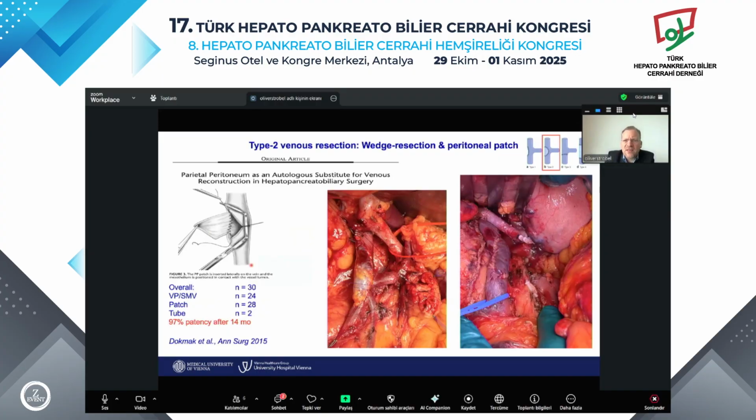Another good option that we have, technical option, is wedge resection. And here, the peritoneal patch, this was developed and described by Doc Mac from France, with a very good patency rate. And we make heavy use of this technique for infiltrations at the confluence, because you can then maintain all the vessels, and for left resections where the vein is infiltrated, because here you cannot do a tension-free anastomosis in a segmental resection.